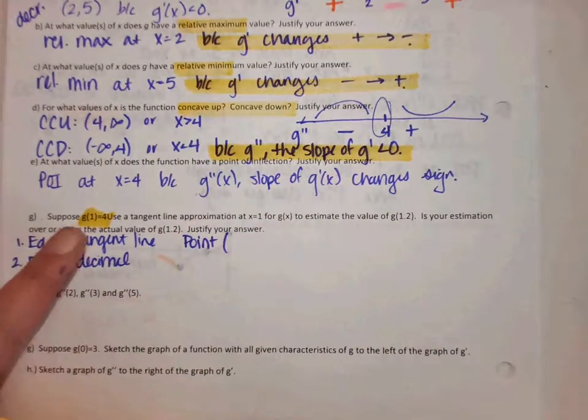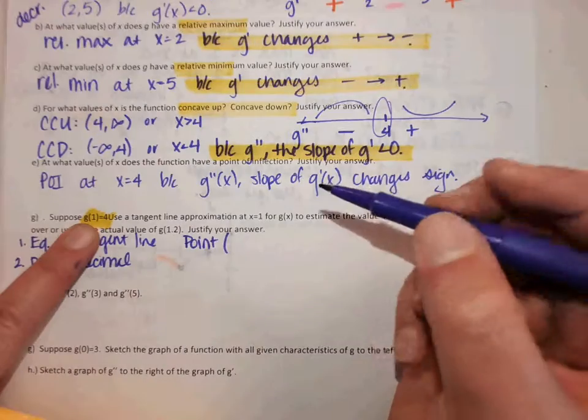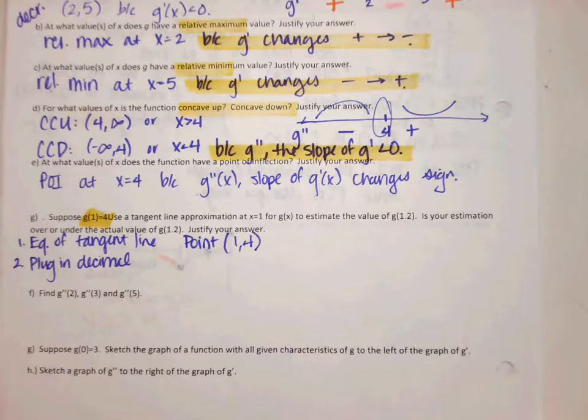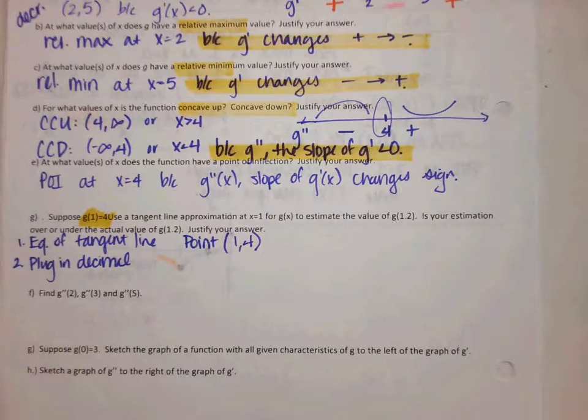Remember that for a point, I need regular g. So if g of 1 is 4, what ordered pair is that? 1, 4. Because I need regular g to give me a point.